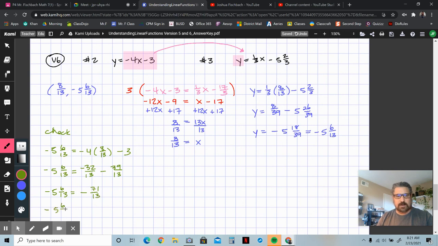So when we do this, we get negative 5, and that would be 65. And how far is it from 65 to 71? You're looking at 6. So notice it is the exact same.